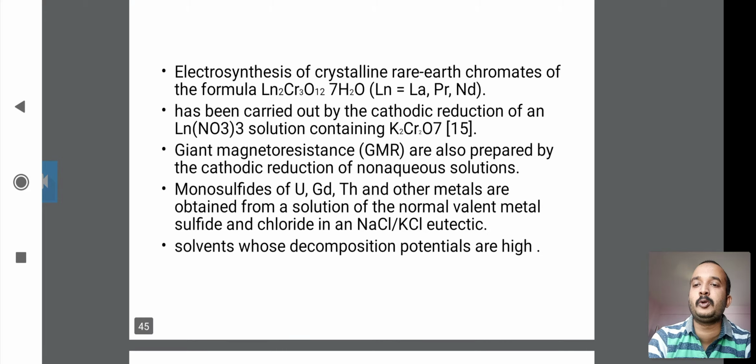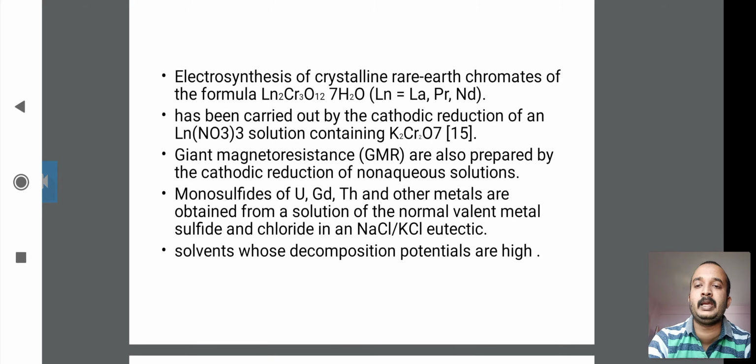Then the monosulfides of uranium, gallium, thorium and other metals are obtained from a solution of normal valent metal sulfide and chloride in sodium chloride and potassium chloride as a eutectic. You have to know about the monosulfides of uranium, gallium and thorium, which are obtained from a solution of the normal valent metal sulfide.